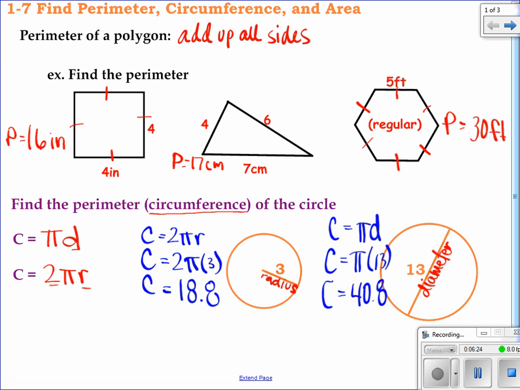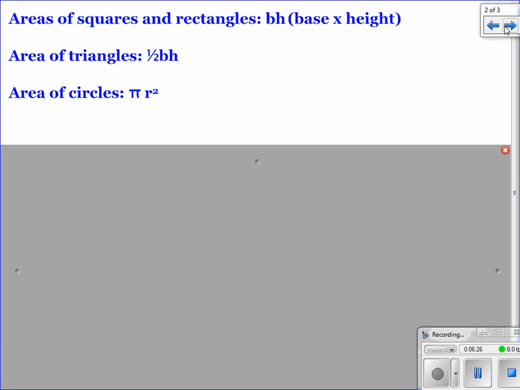Okay, here are your 3 area formulas. Base times height, 1/2 base times height, and pi r squared. On the formula sheet, I don't have what's written on the left, the actual shapes that go with it. But the formulas are available for you in a long list.